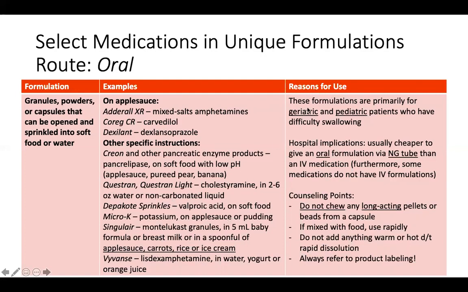A lot of them are for some of our special populations like geriatric or pediatric patients who have difficulty swallowing. We also have to look at nasogastric tube patients. So always refer to the product labeling for instructions. Not all capsule medications should be opened and administered. Medication should only be mixed in the specific foods and liquids that were studied because of the pH of the food and liquid. That could be critical. And many medications have specific instructions for oral versus nasogastric tube administration.